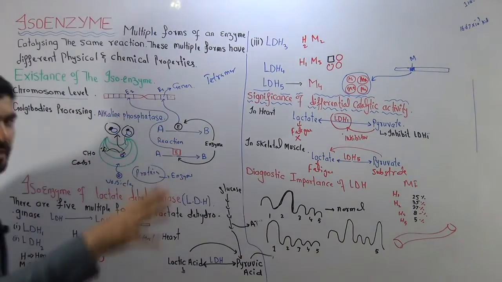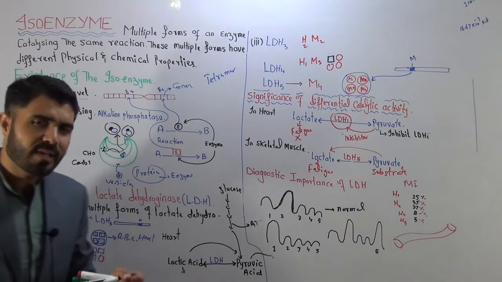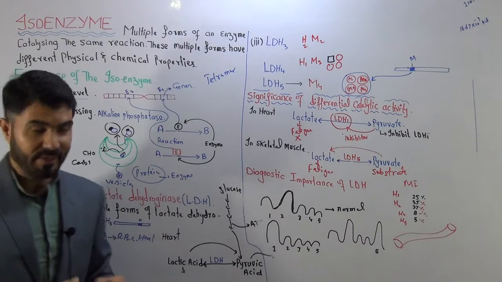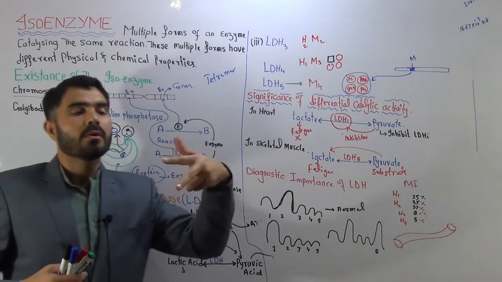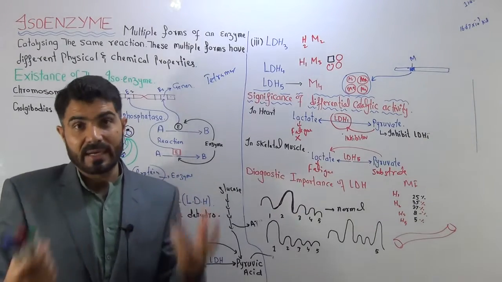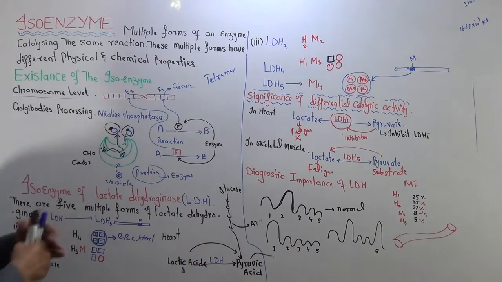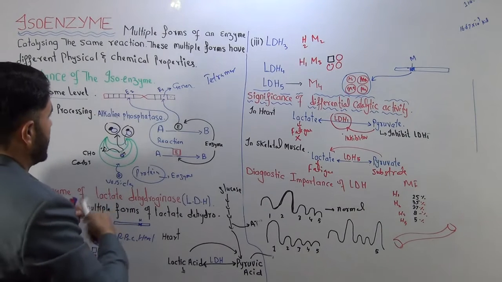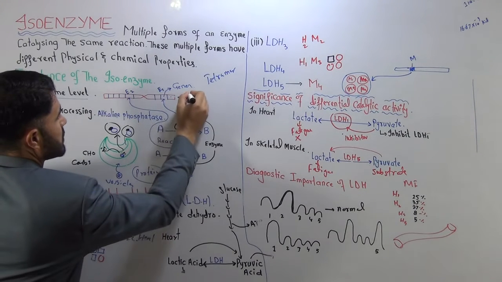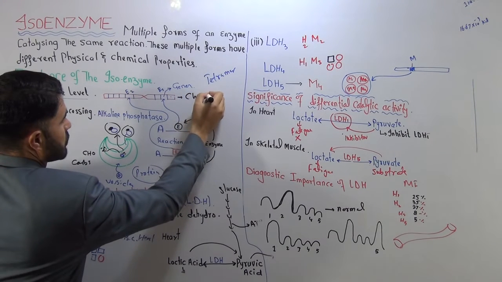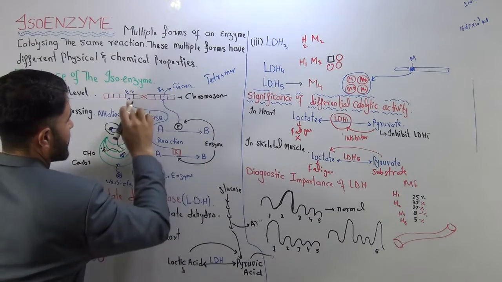Now, where are these present? How are these isozymes produced in our body? It's very simple. There are two ways by which we can understand this. Number one is the chromosome level. This is our chromosome, the one in red.